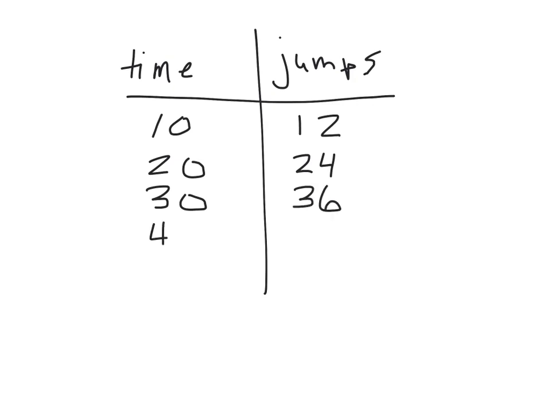So if I did 40 seconds, and 50 seconds, and 60 seconds, I'm wondering if you could figure out what the other 3 would be based on a constant rate, which was 12 jumps every 10 seconds.